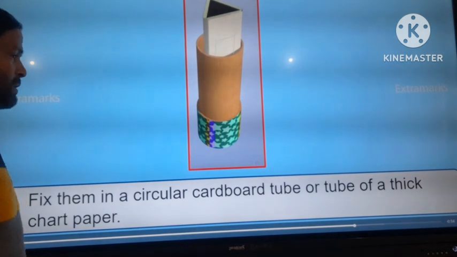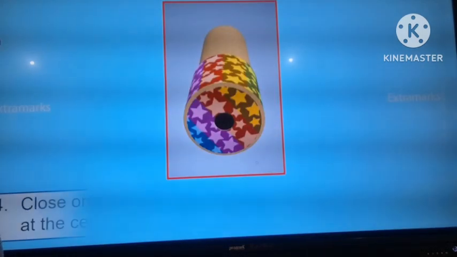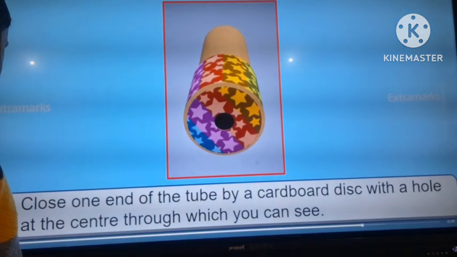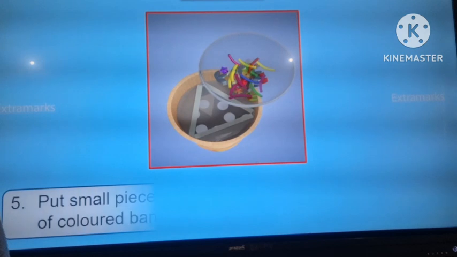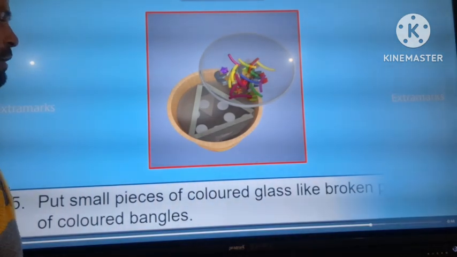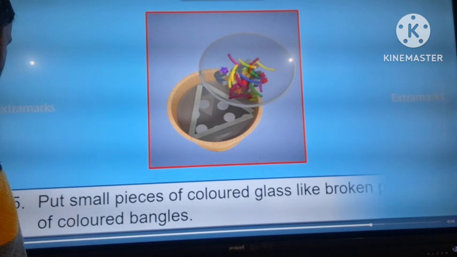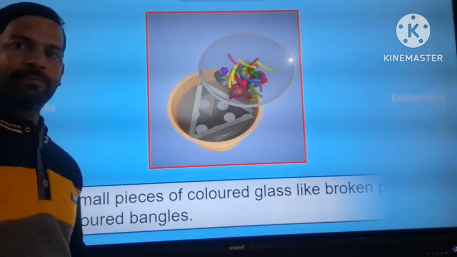Then the next process will be, अगला प्रोसेस क्या होगा, अगले प्रोसेस में हम देखेंगे उसका वन एंड क्लोज कर देंगे और दूसरे एंड को पैक कर देंगे. And then put small pieces of colored glass like broken pieces of colored bangles.